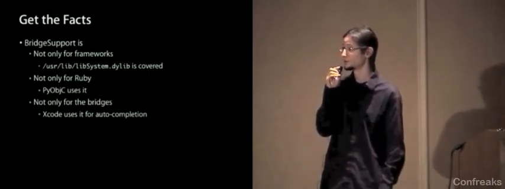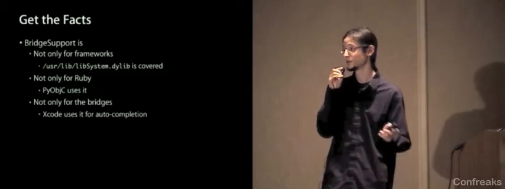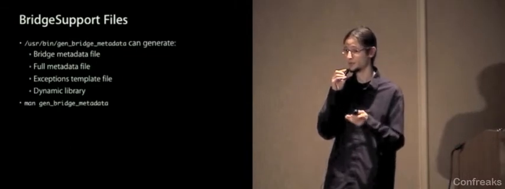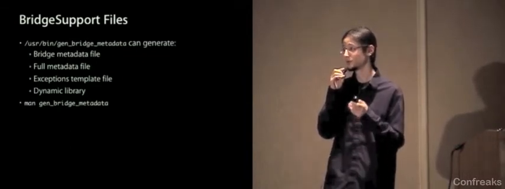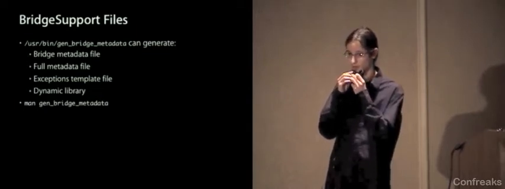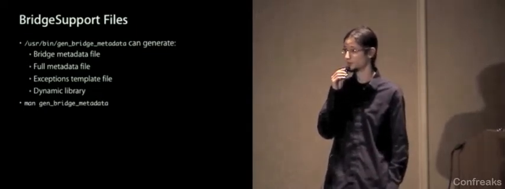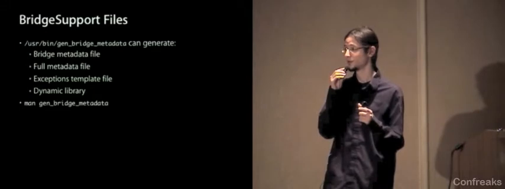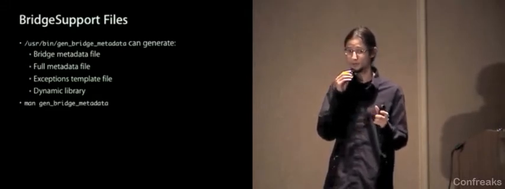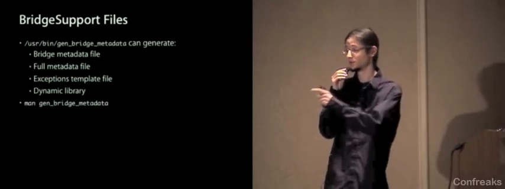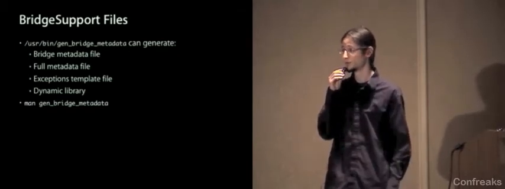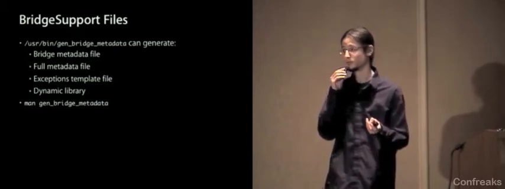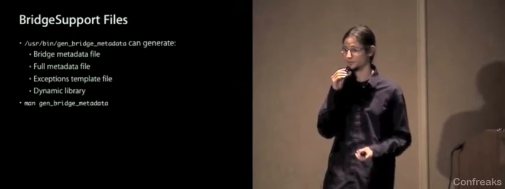And gen_bridge_metadata can generate four different kinds of files. It can generate bridge metadata files, which are the files that are going to be read at runtime by the bridges. They only contain descriptions for static APIs. It can also generate full metadata files. These files contain everything, all the APIs, including things that could be gotten dynamically. And Xcode is reading these files, for example. But right now, Xcode is the only client, but we could imagine third-party applications that would like to leverage this metadata.